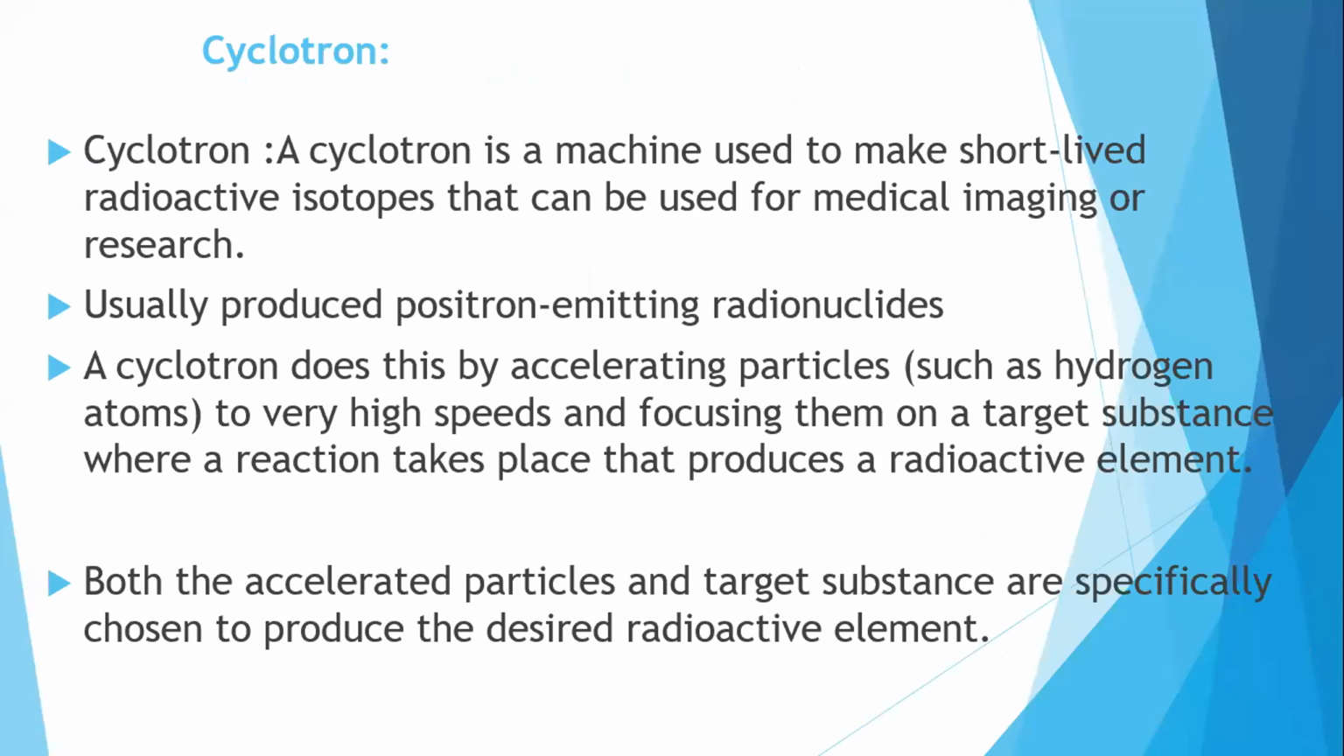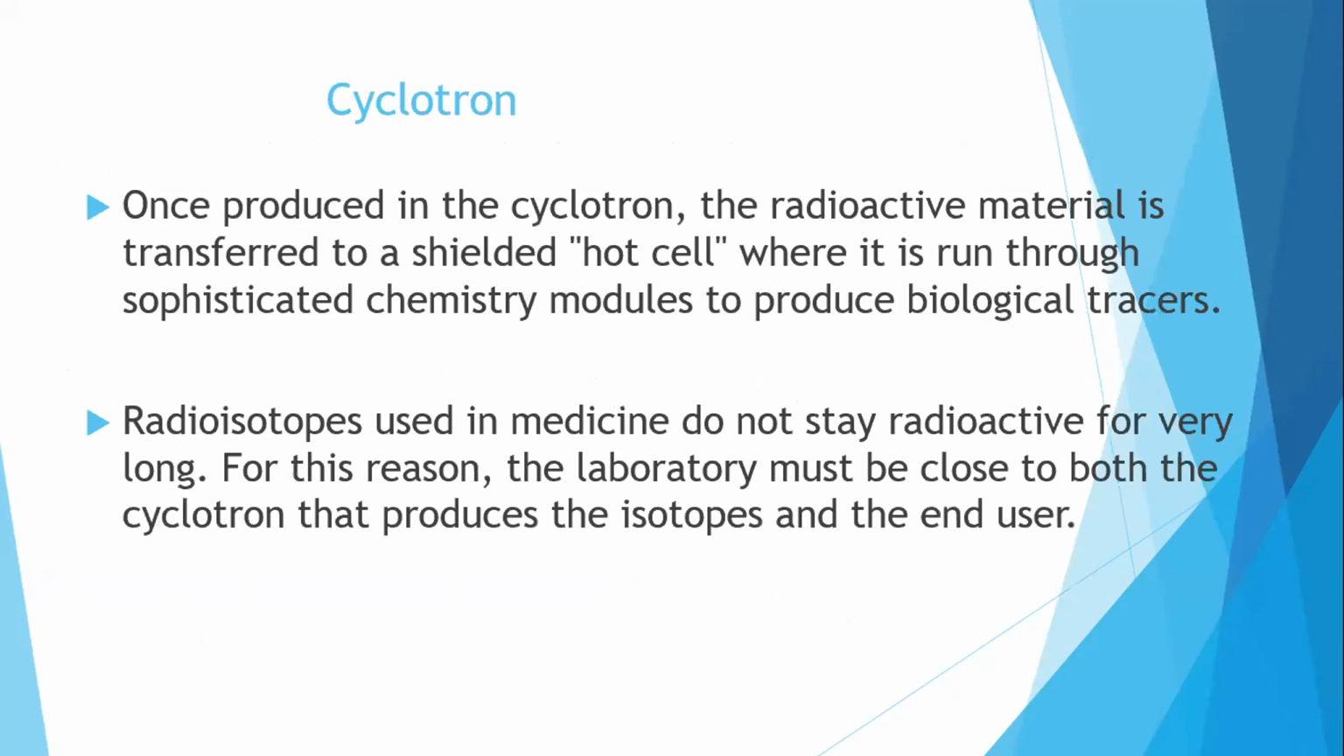Cyclotron is a machine used to make short-lived radioactive isotopes that can be used for medical imaging or research. It usually produces positron-emitting radionuclides. A cyclotron does this by accelerating particles such as hydrogen atoms to very high speed and focusing them on a target substance where a reaction takes place that produces a radioactive element, and both the accelerated particles and target substance are specifically chosen to produce the desired radioactive elements. Once produced in this cyclotron, the radioactive material is transferred to a shielded hot cell where it is run through the sophisticated chemistry modules.